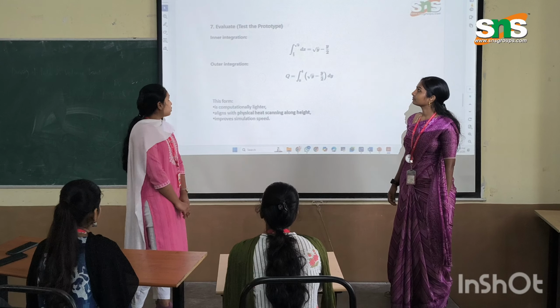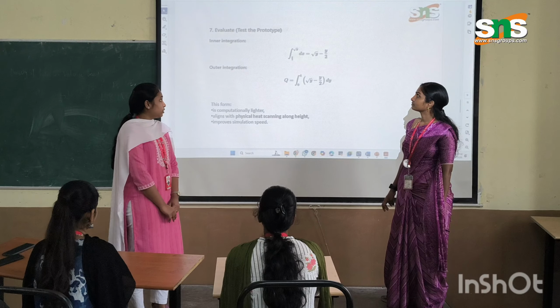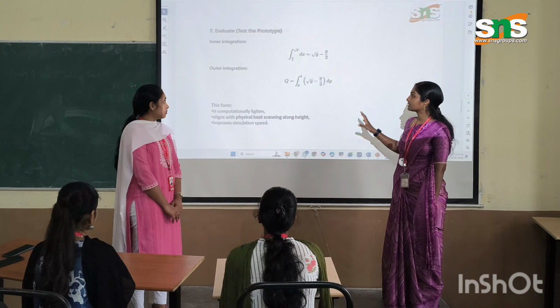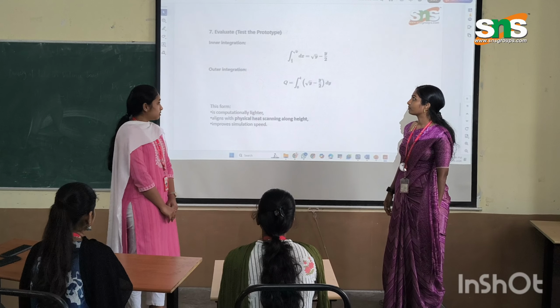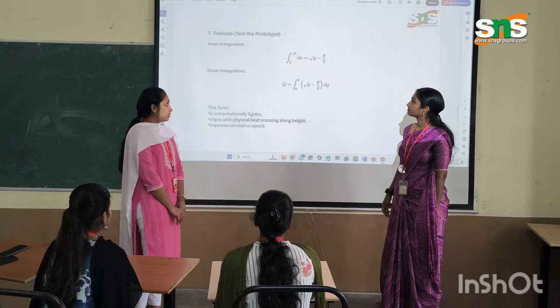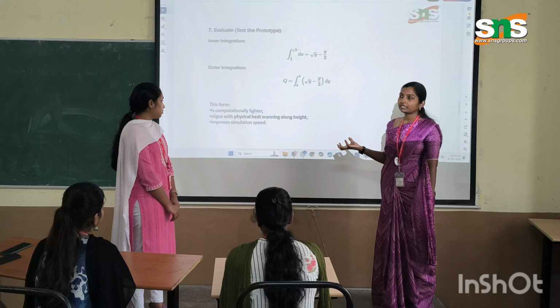Evaluation. Test the prototype. Inner integration: integral from y by 2 to root y dx equals root y minus y by 2. On integrating we will just have the value here. Next. Outer integration: q equal to integral 0 to 4 of root y minus y by 2 into dy. So this is what we get as the values of inner integral and outer integral.